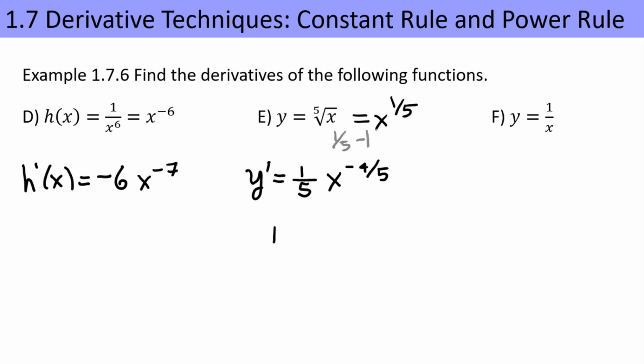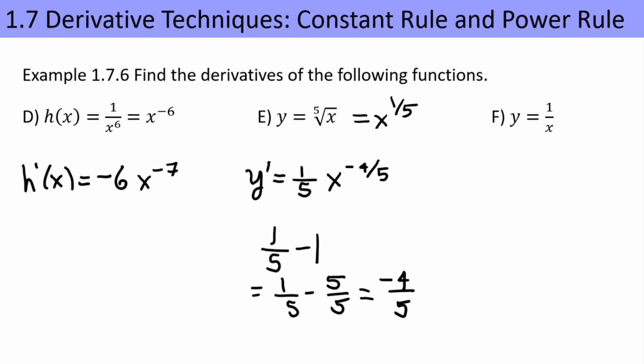As a quick reminder to do the subtraction 1/5 minus 1, you would write this as 1/5 minus a common denominator for 1, which is 5/5. With the common denominator, 1 minus 5 gives you negative 4, denominator of 5. Then let's do part F. y equals 1 over x. Using the rules of exponents, we would re-express this as x to the minus 1.